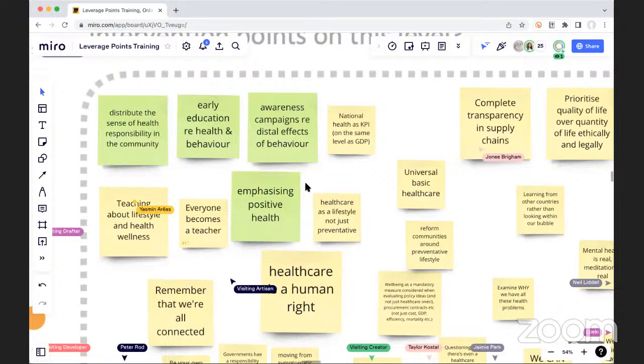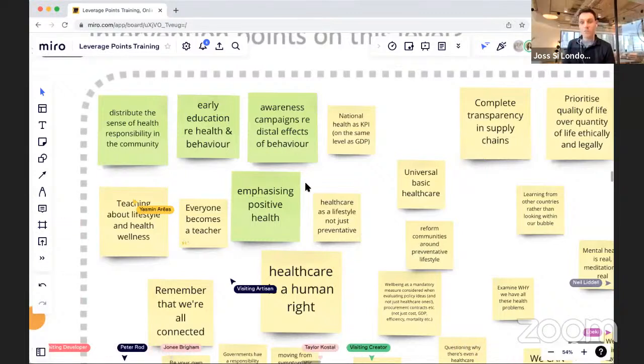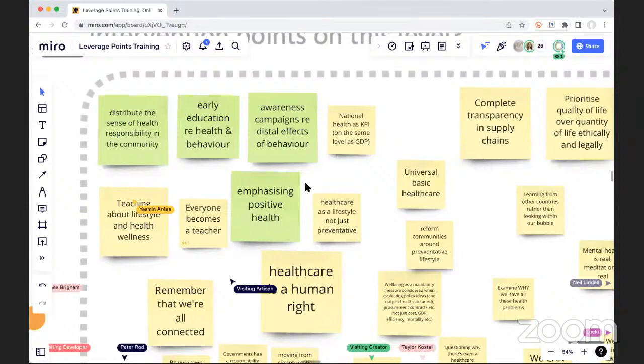Can I just try and distinguish between those two? I wrote those early education and awareness campaigns, distal effects. I was just thinking that you can teach kids at school about what they can do in terms of behavior that'll affect their health. But the other one is about distal effects, meaning that people should be aware of what little things they do that have a long-term effect, like a short walk or a small bit of exercise regularly that has a positive effect that they will get much later. It's like an investment kind of thing.